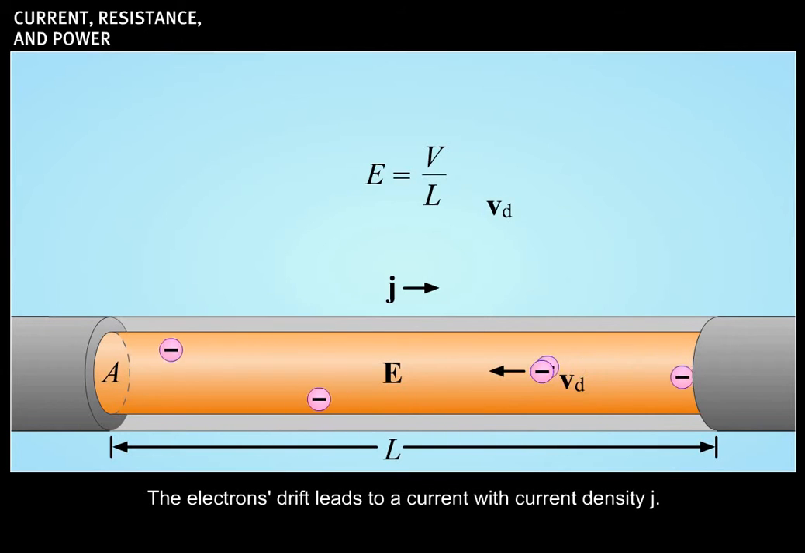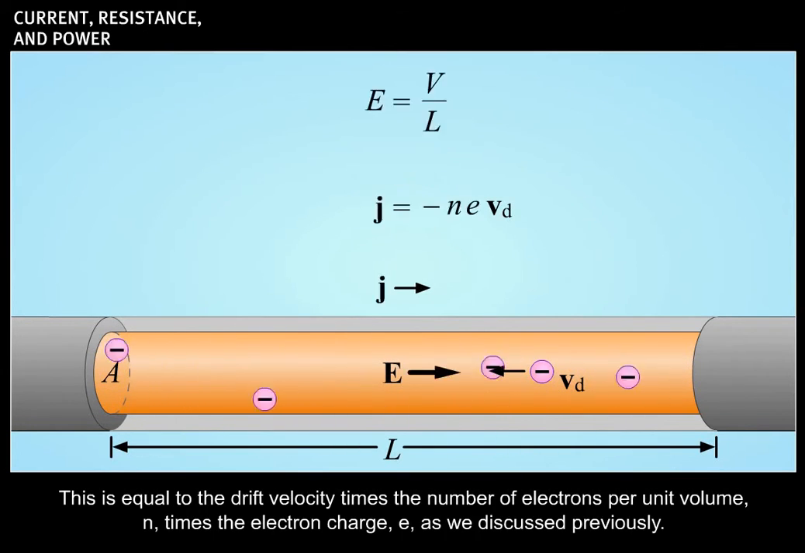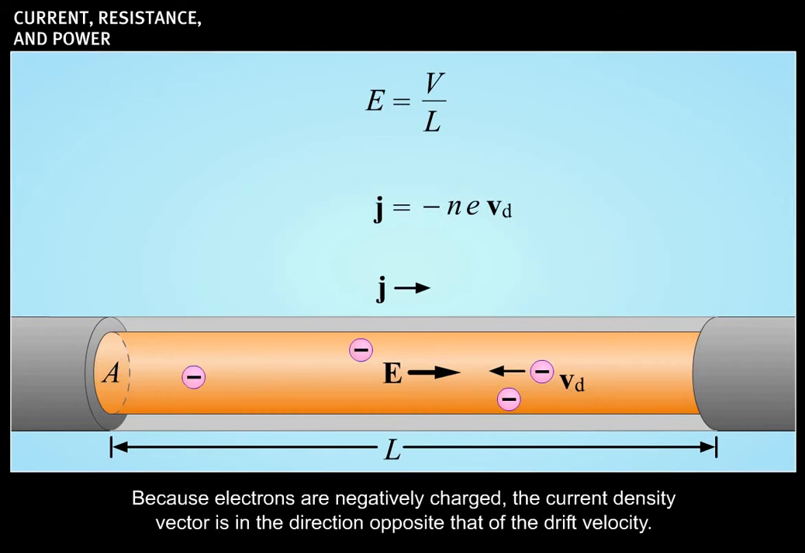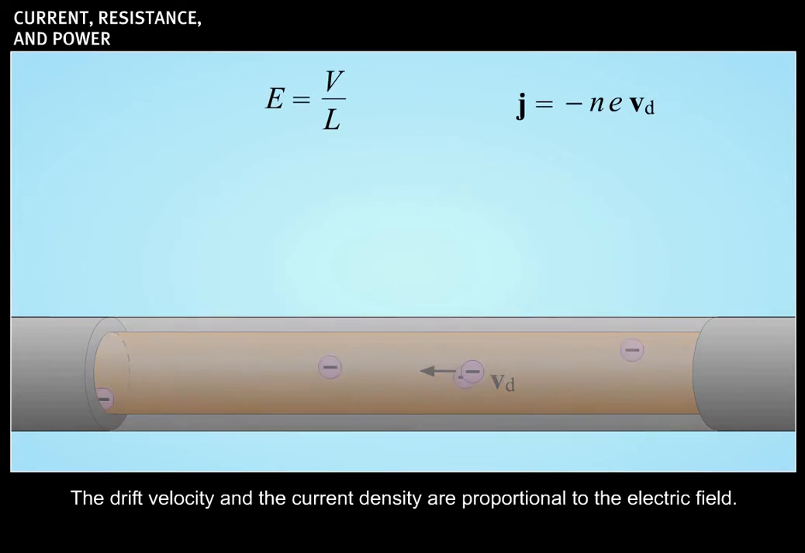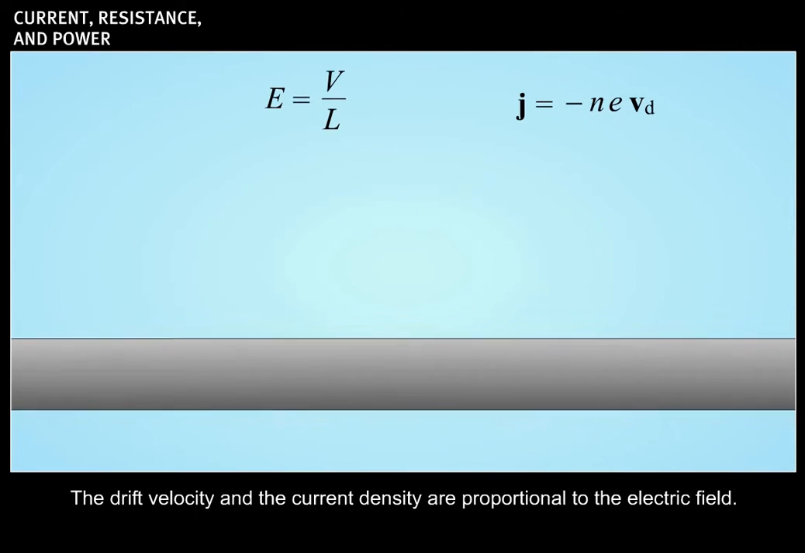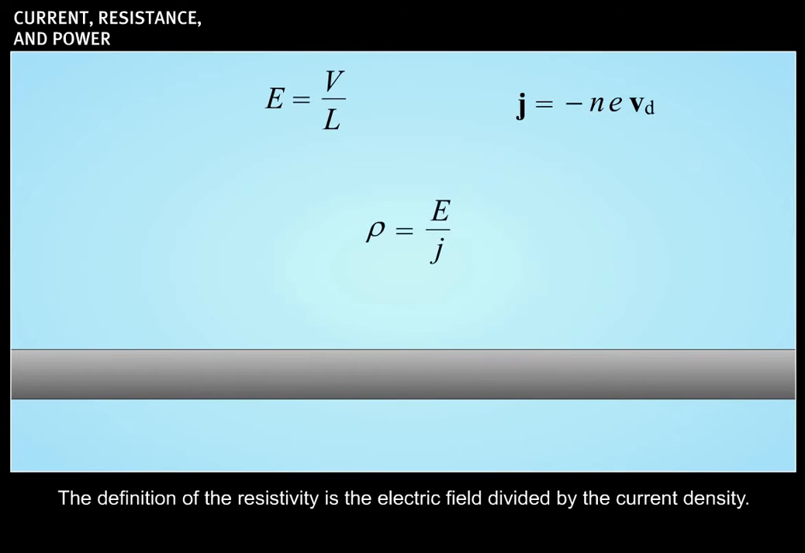The electron's drift leads to a current with current density J. This is equal to the drift velocity times the number of electrons per unit volume n times the electron charge e, as we discussed previously. Because electrons are negatively charged, the current density vector is in the direction opposite that of the drift velocity. The drift velocity and the current density are proportional to the electric field. The definition of the resistivity is the electric field divided by the current density.